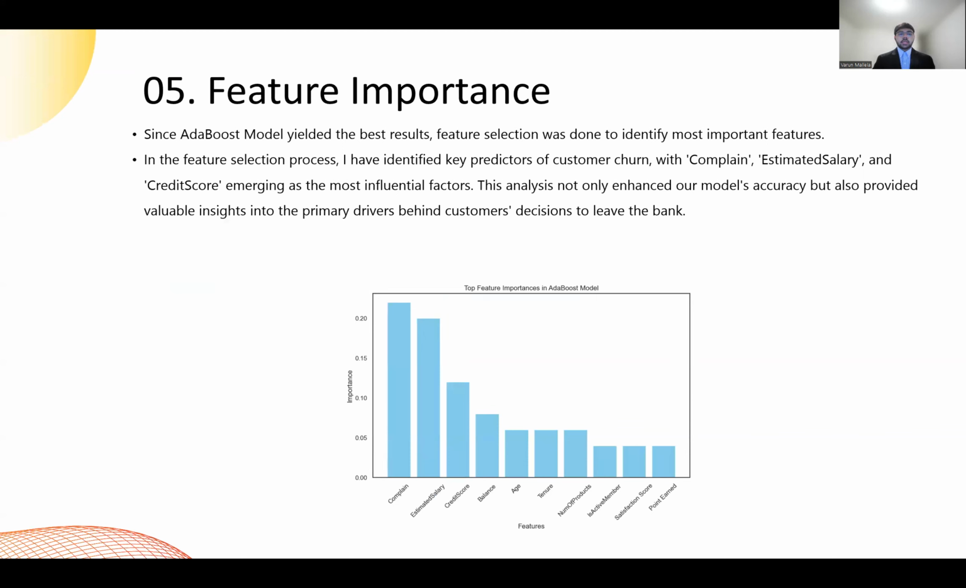Now, I have used this AdaBoost model to select which features are most important for customer churn. Based on the observation which I have seen, the features complaint, estimated salary, and credit score are very important for customer churn. So it can be said that banks need to focus on these three parameters when they want to retain their customers. So you can see that feature importance is very useful for banks to analyze which features are more important to retain their customers.